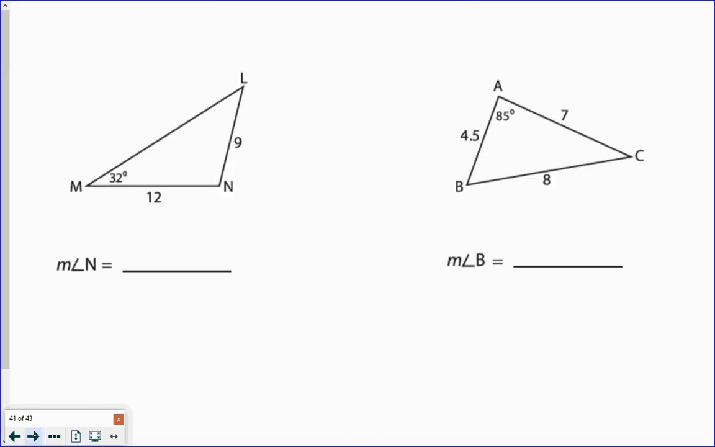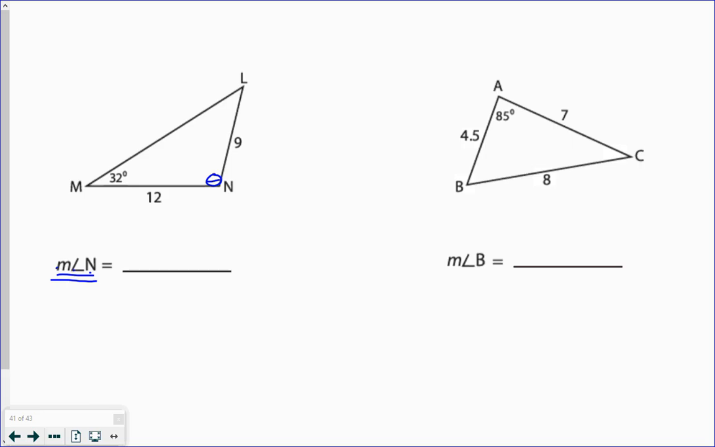So this time we're going to look for a corner. This stands for the measure of angle N, or in other words, this is what I'm looking for right here. So I'll just use theta. Okay, so I'm looking for corner N. It doesn't matter if you're looking for a corner or a side.